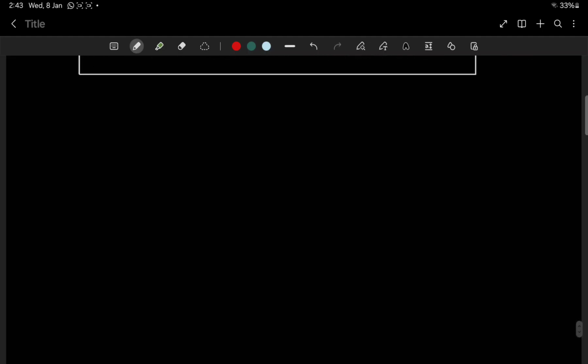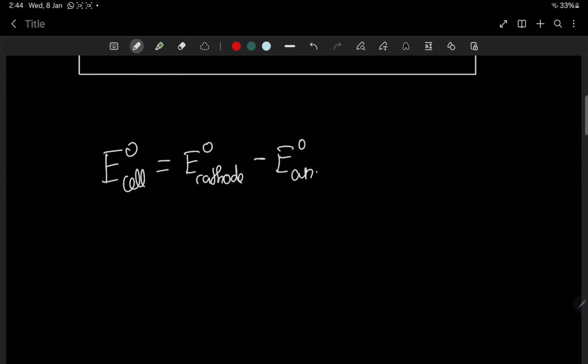Now I told you what the standard electrode potential of a cell is. For a cell, the standard electrode potential is the standard electrode potential of the cathode minus that of the anode. This is important. Please learn it by heart.